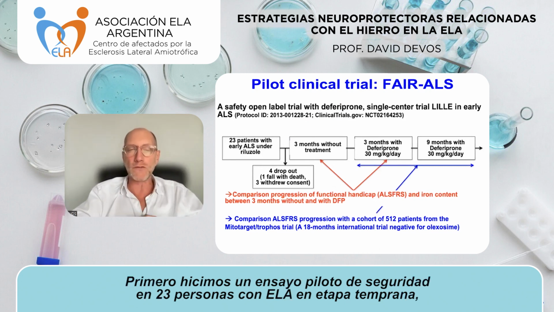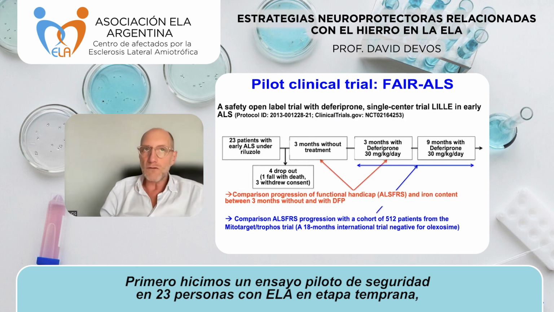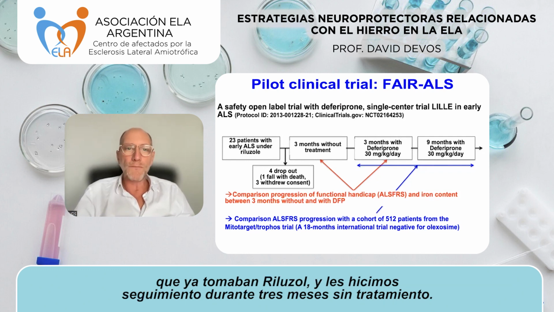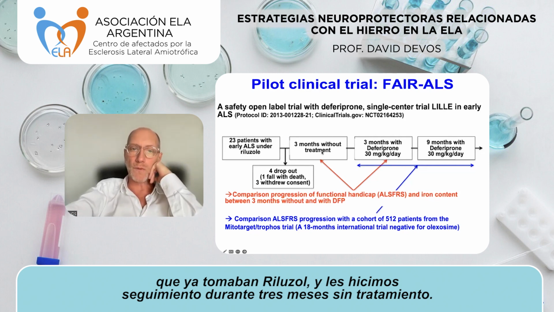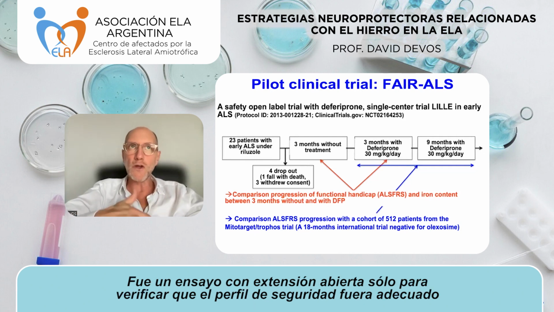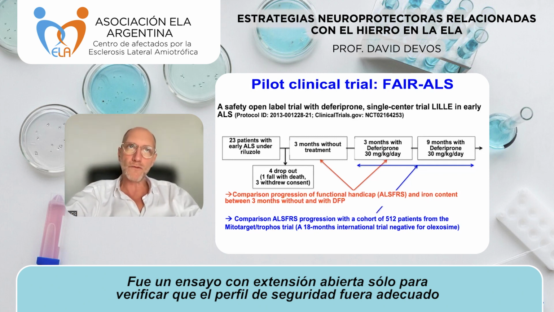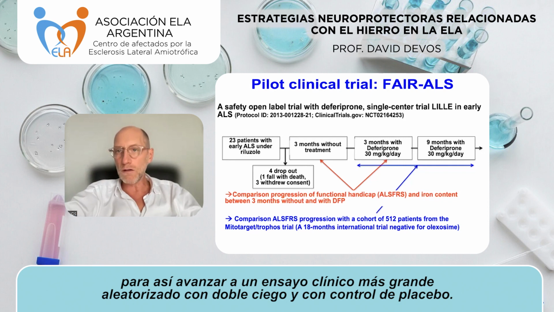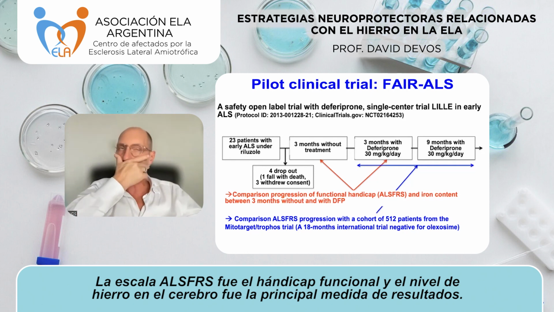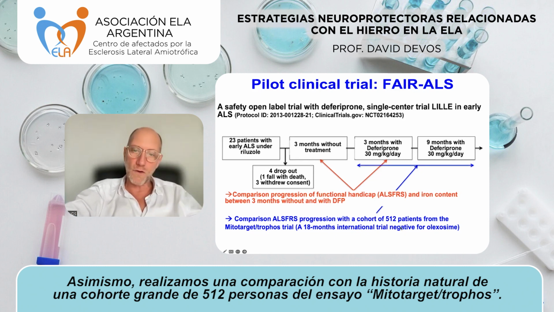And we first did a pilot clinical trial of safety in 23 early ALS people, already all under Riluzole. And we followed them for 3 months without treatment, and then 3 months with deferiprone and 9 extra months of deferiprone. It was open label just to check that the safety profile was good in order to move to a larger randomized double-blind placebo clinical trial. ALSFRS, so the functional handicap, and the iron level in the brain were the main outcomes. We also compared with the natural history of a large cohort of 512 people from the MitoTarget Trophos trial.